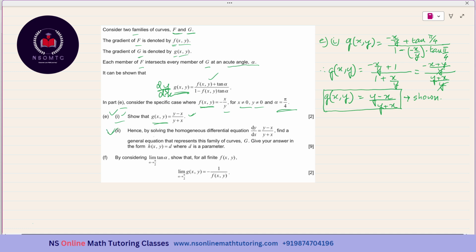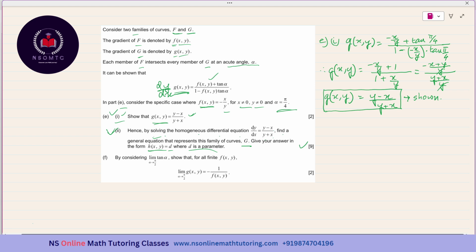Hence, by solving the homogeneous differential equation dy by dx equal to y minus x over y plus x, find a general equation that represents this family of curves capital G. Give your answer in the form of h, which is also a function of x comma y, equal to d, where d is a parameter. It is containing 9 marks.